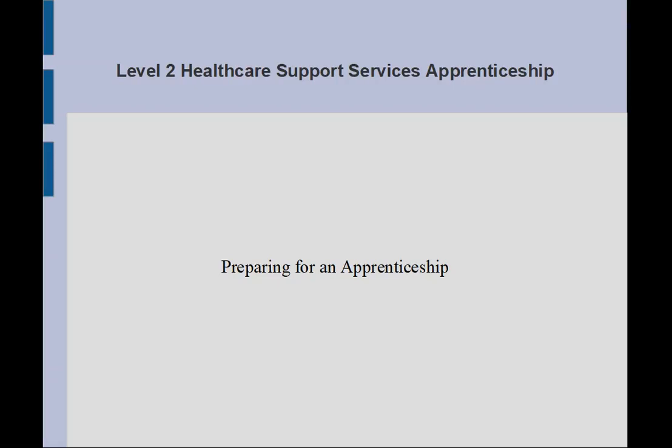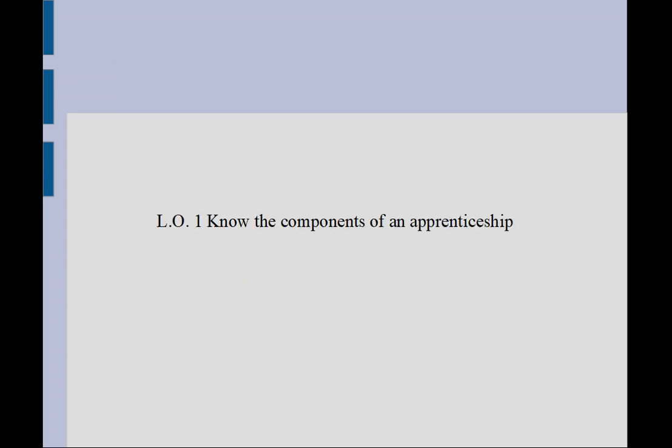Today we're going to talk about the Preparing for an Apprenticeship Level 2 unit. And we're going to focus on the first learning outcome, knowing the components of the apprenticeship. So what is actually involved in your apprenticeship?